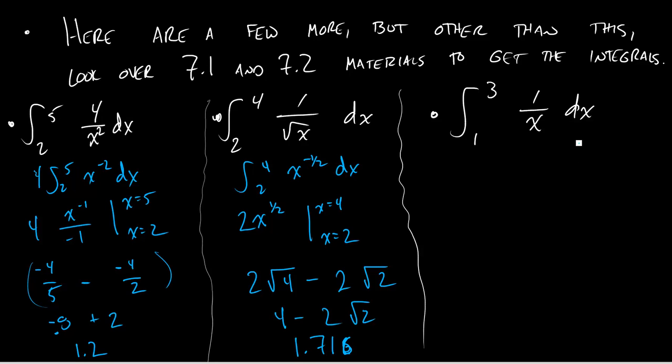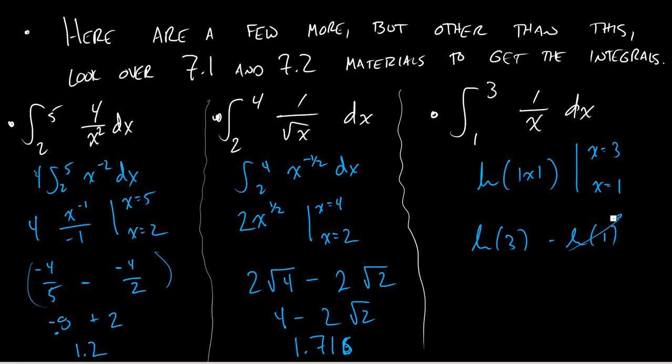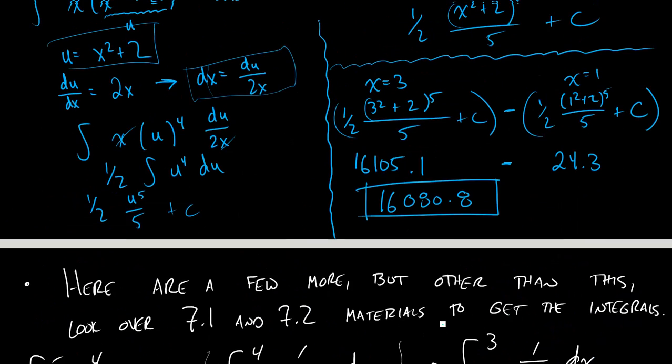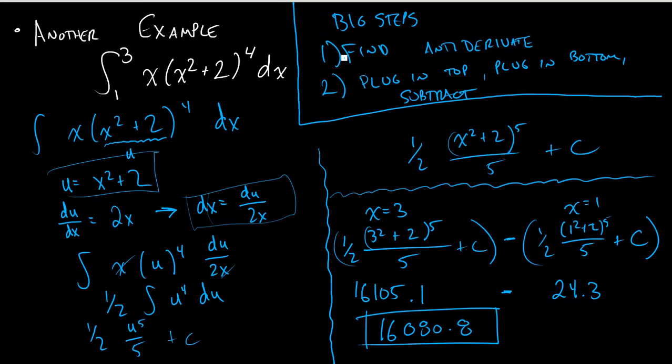Last one, 1 over x. This antiderivative is just going to be the ln of the absolute value of x. And we're going from x equals 1 to x equals 3. So we'll have the ln of 3 minus the ln of 1. The ln of 1 is 0, remember, so this is really just the ln of 3. If you type that into your calculator, you will get 1.0986. Okay, so just a few simple reminders there, but the big idea was these two steps: find the antiderivative, plug in the top, plug in the bottom, and subtract.